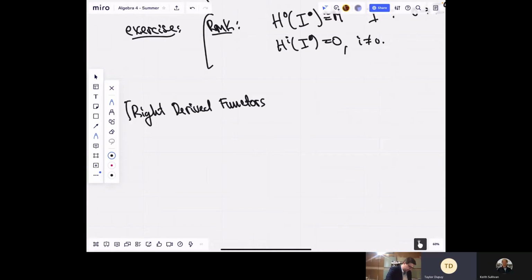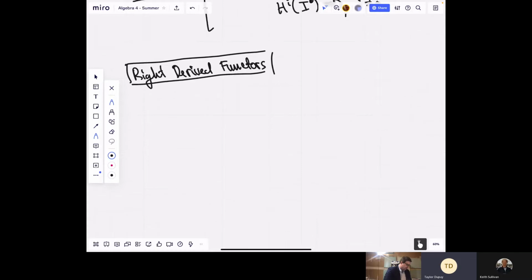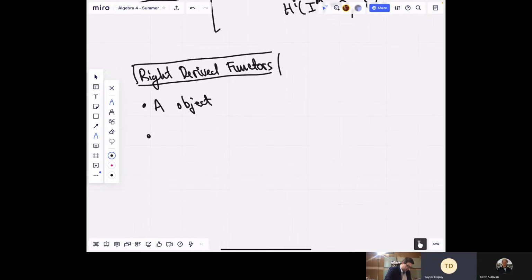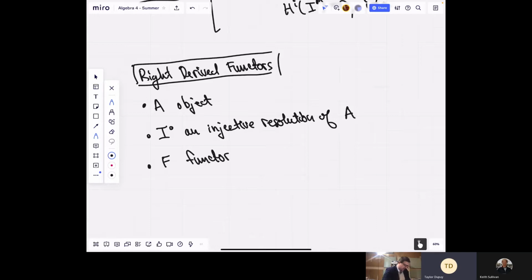Okay. So right derived functors here, what you do is you take your object A. So you take A as an object. Then you take I, an injective resolution of A. And then what you're going to do is you take F as a functor. So I guess it needs to be an additive functor.